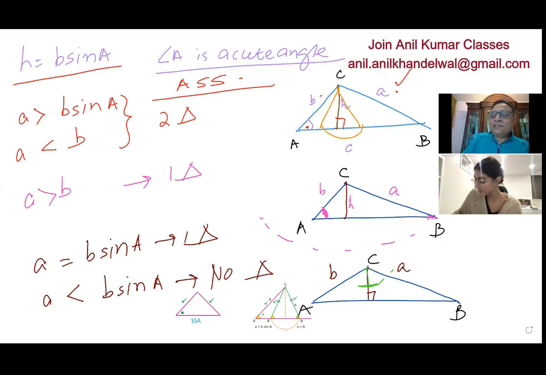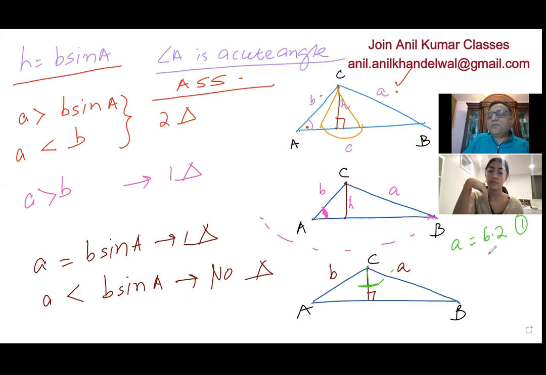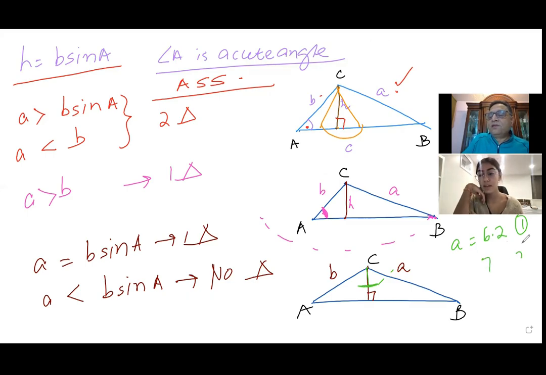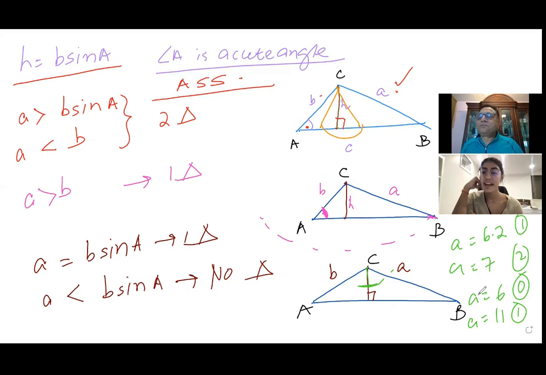Looking into our values, we say B equals 10 and let's say angle A equals 40 degrees. So we found that A equals 6.23, and we get only one triangle, correct? If I make A equal to 7, then two triangles. But if I make A only 6, then zero triangles, because it's smaller. If I make A 11, then one triangle. You get all the conditions now? Yeah, I get it.